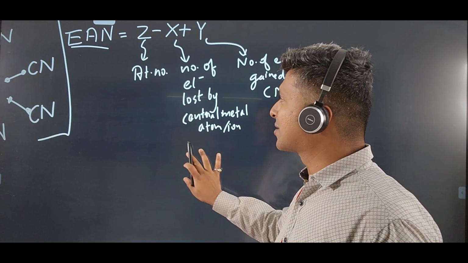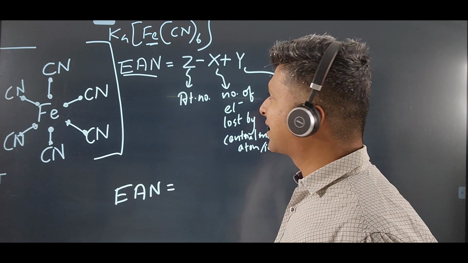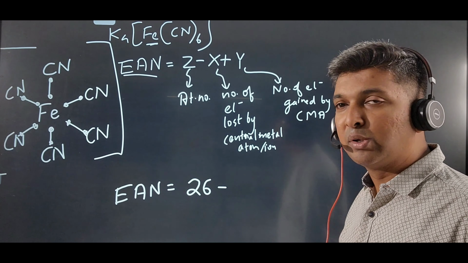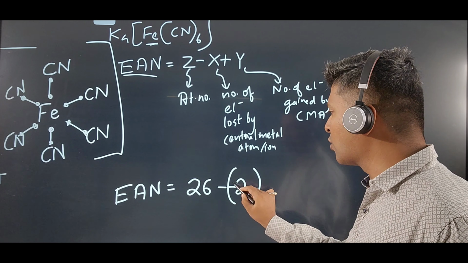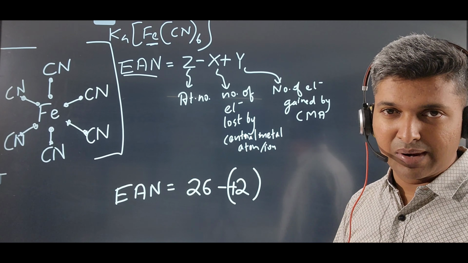So let's quickly substitute the values. EAN is equal to the atomic number of Fe. What is the atomic number of Fe? 26, of course, minus X, the number of electrons lost by the central metal atom, that is 2 electrons are lost, because its oxidation number is +2. We saw while calculating that the oxidation number is +2.